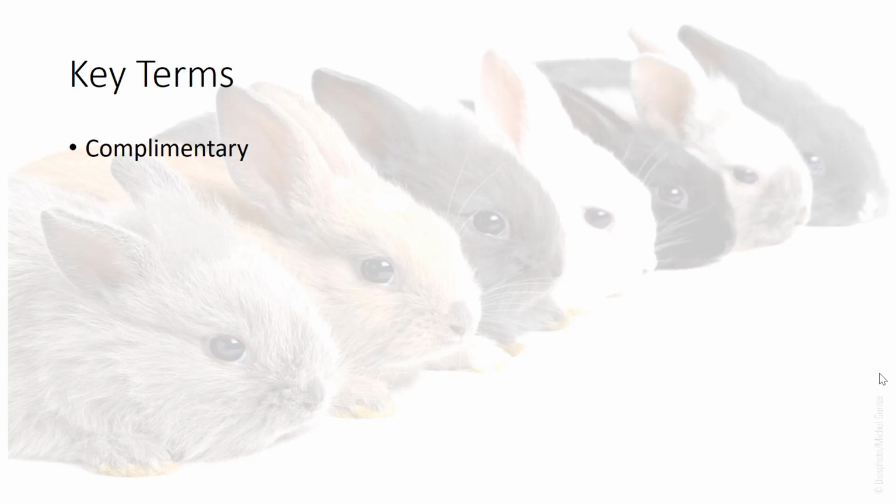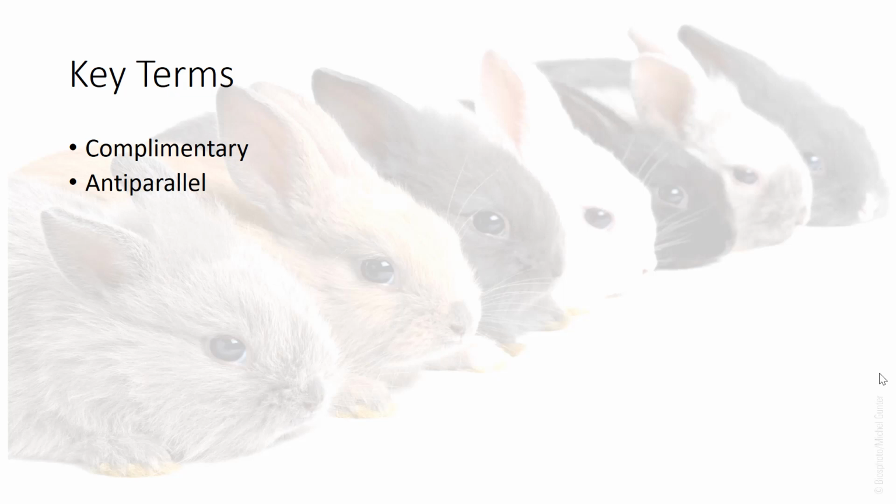First key term is complementary. Complementary is a description of the two strands of DNA. Really, it's a description of the base pairing. The strands of DNA are held together by hydrogen bonds formed between a nitrogenous base on one strand and the complementary nitrogenous base on the other strand. We'll talk more about the complementary nature of DNA after this slide.